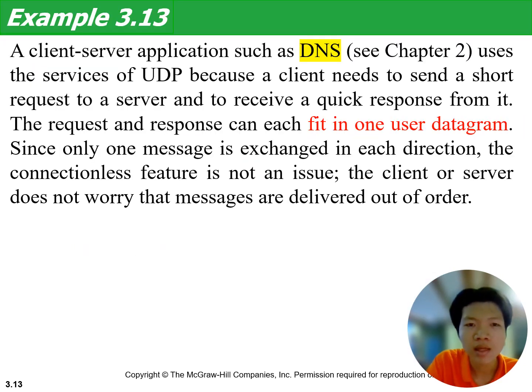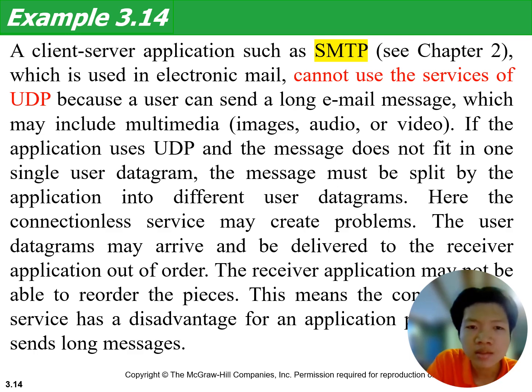Example 3.13. A client-server application such as DNS uses the services of UDP because a client needs to send a short request to a server and to receive a quick response from it. The request and response can each fit in one user datagram. A client-server application such as SMTP, which is used in electronic mail, cannot use the service of UDP because a user can send a long email message.